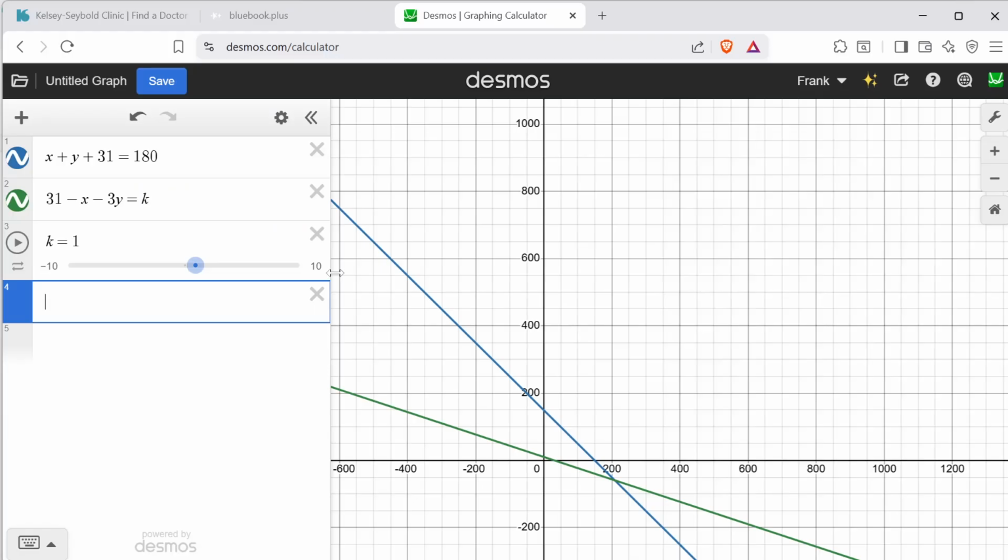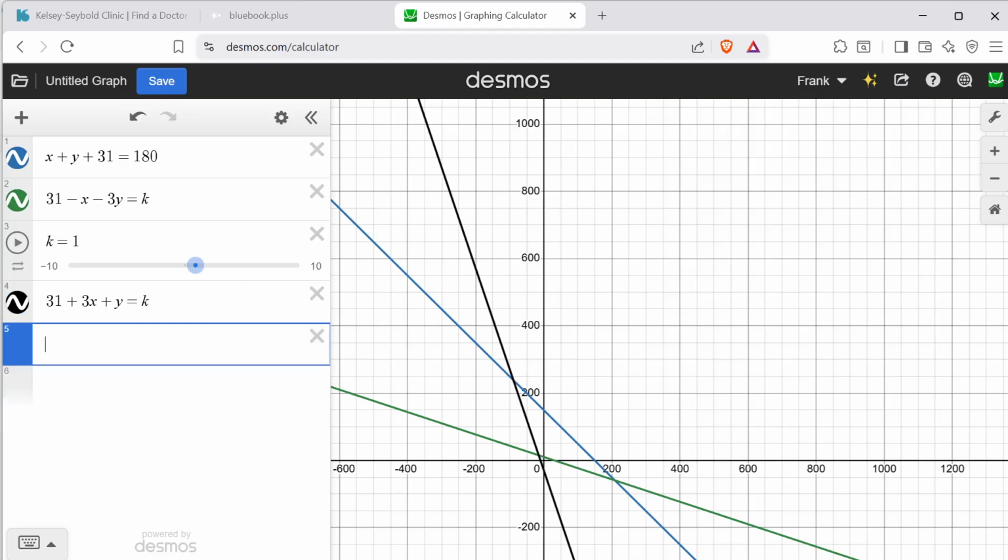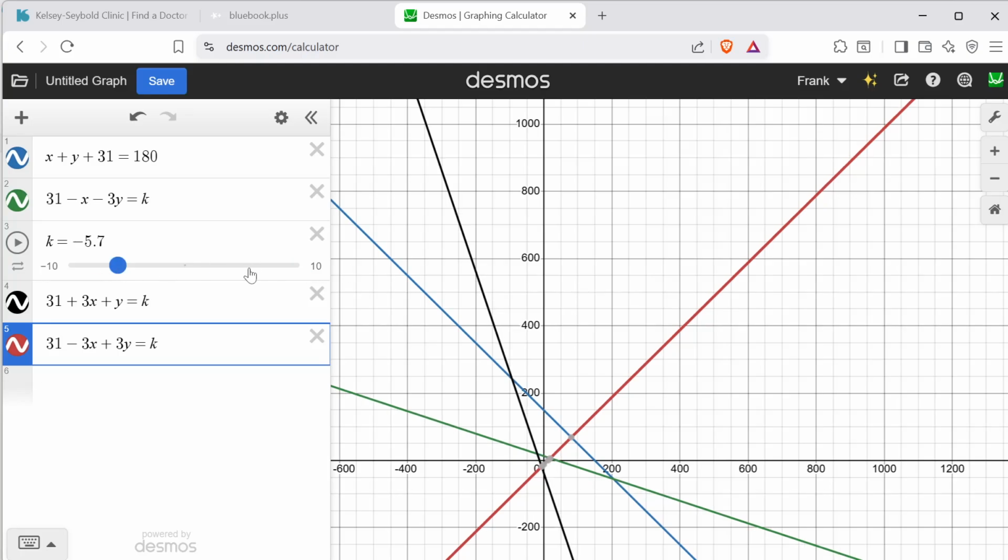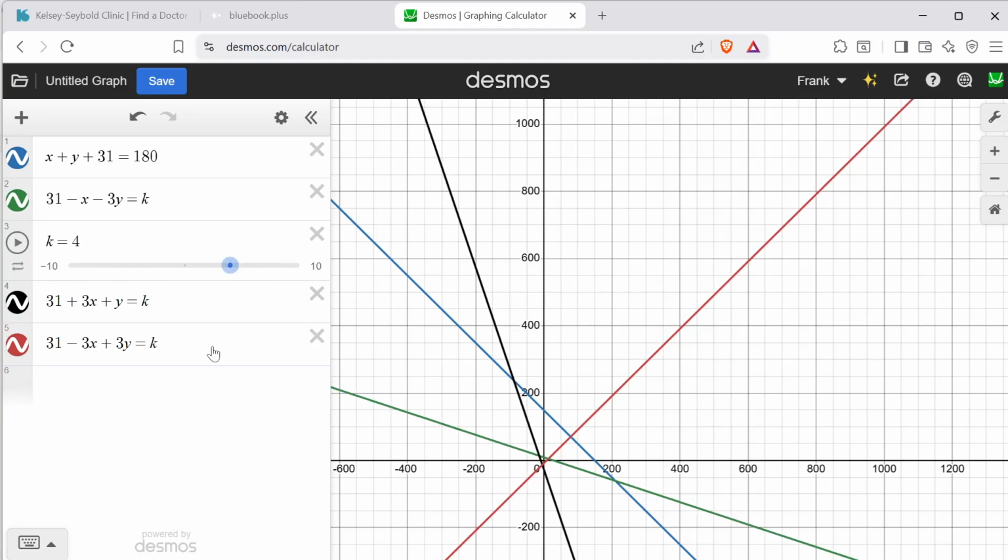Then I'll try the next one. 31 plus 3x plus y equals k. I'm using the same k. You can see with the original blue it has a solution. Then I'm going to do 31 minus 3x plus 3y equals k, whatever this constant is. I can change it if I want. But again, 31 minus 3x plus 3y, it has a solution. It crosses the original blue at some point. Depending on the value of k, that changes. You see k changing very slowly, but it's changing.